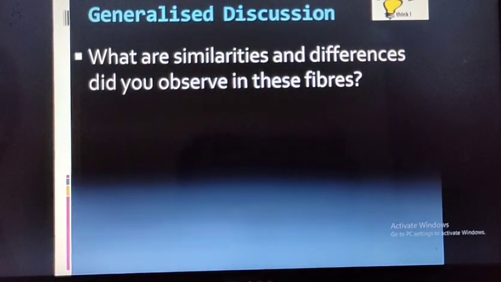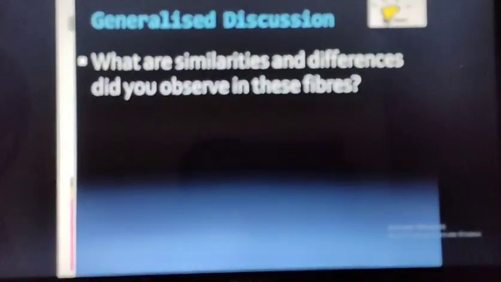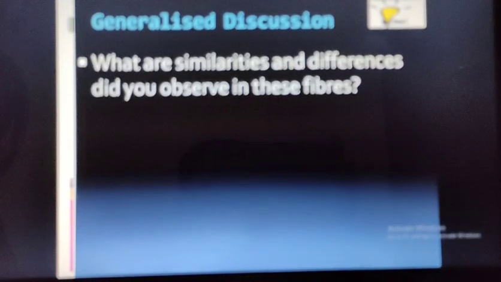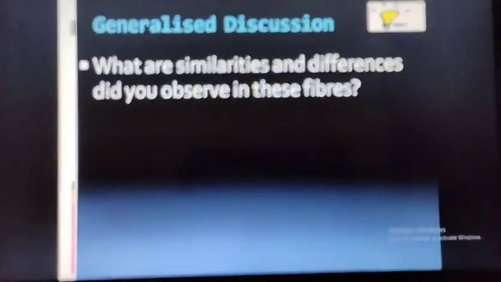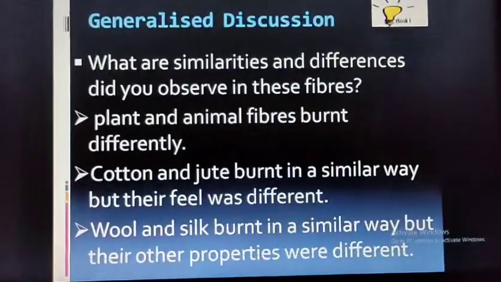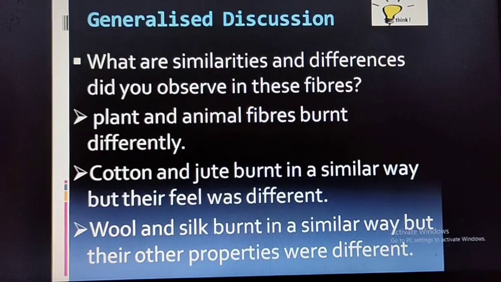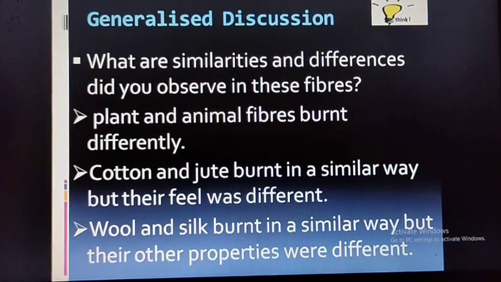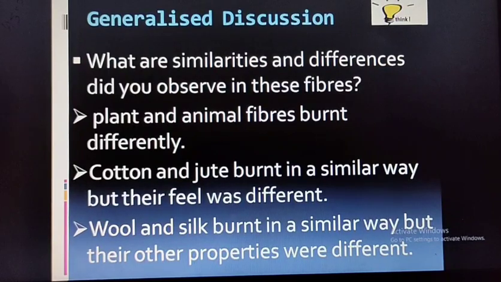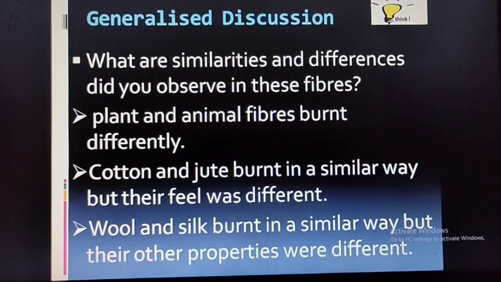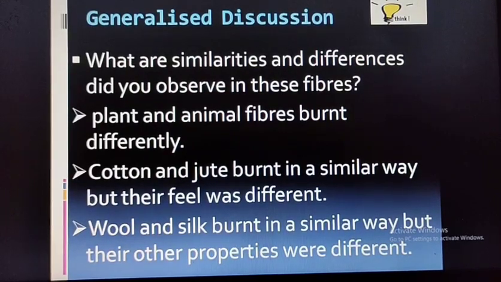Now there is one question. What similarities and differences did you observe in these fibers? So, plant and animal fibers burn differently. Cotton and jute, being plant fibers, burnt in a similar way, but their feel was different. In the same way, wool and silk are animal fibers. They burnt in a similar way, but their other properties are different.